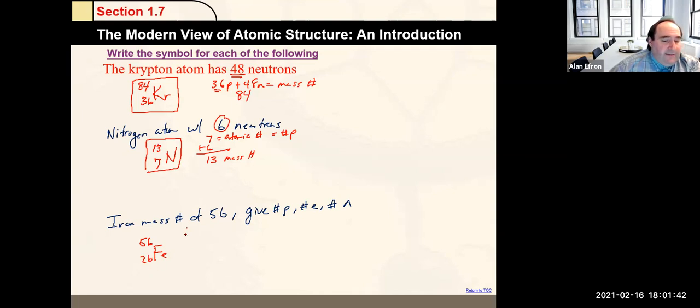That would also tell us that in terms of the number of protons, it is 26. In terms of the number of electrons, it is 26. And our number of neutrons is going to be our mass number, which is 56, minus our atomic number, which is 26. That gets us 30 neutrons in this particular case.